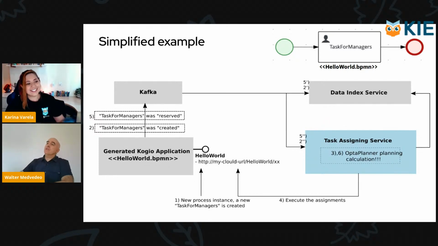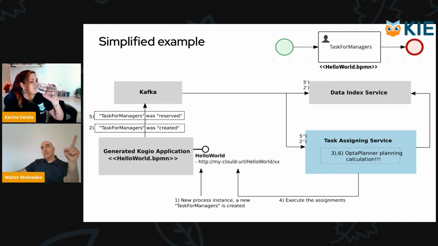Look what's going on when we work with the task assigning service. This is the hello world process that I showed, right? The only task we have is the create for managers. This is the Kogito application that was automatically generated for us by Kogito. Important thing about Kogito, you don't need to generate an application, right? You only focus on defining your process, and Kogito will do all the rest of the job, right?